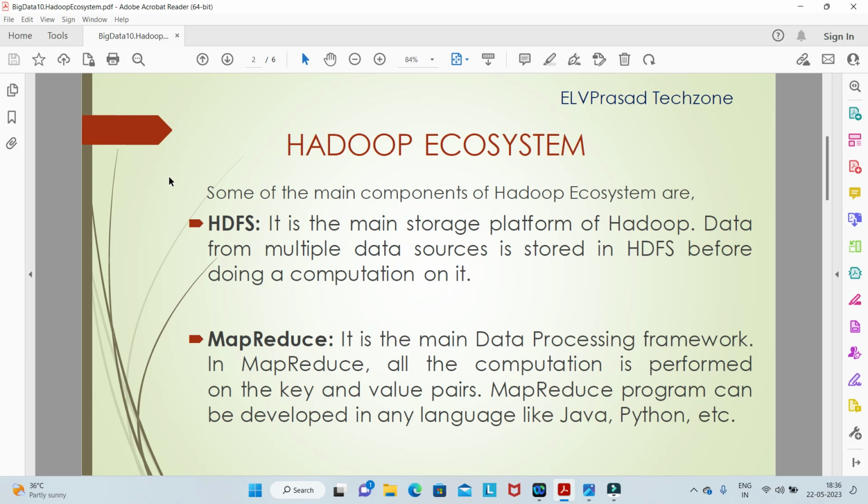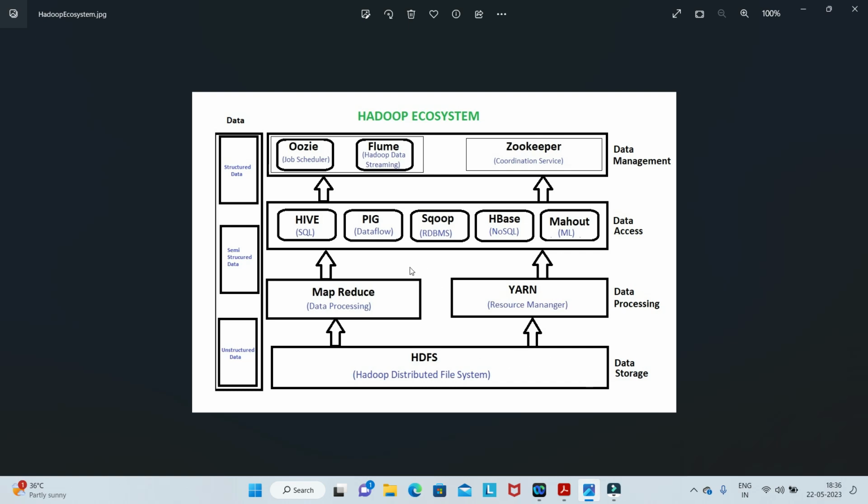Here we had seen HDFS, right? It is the main storage platform of Hadoop. Here data can be stored in Hadoop HDFS before processing any kind of computation. And MapReduce, it is a data processing framework, so we can write programs using Java, Python, or the like. Actually, here data processing will happen in map and reduce phases, and finally the combined data from various data nodes will be processed.